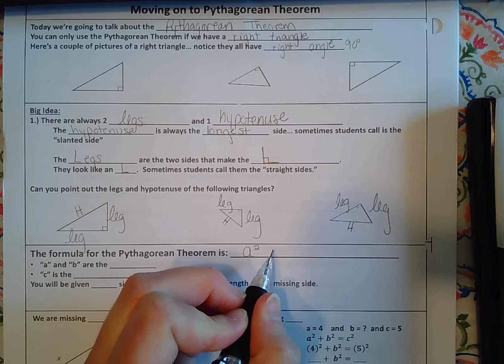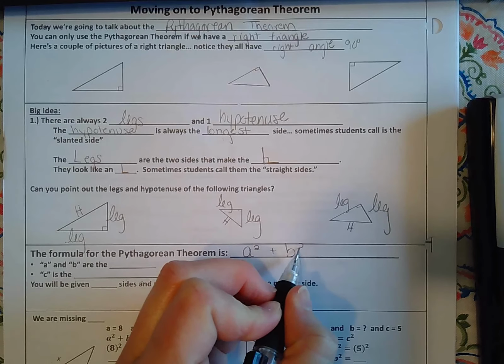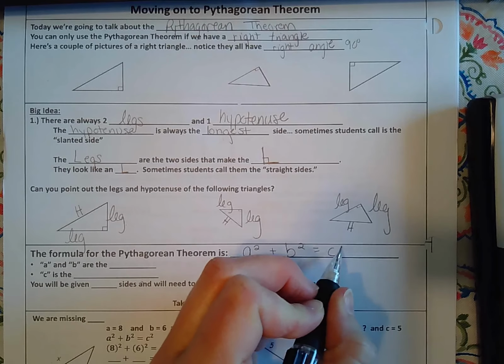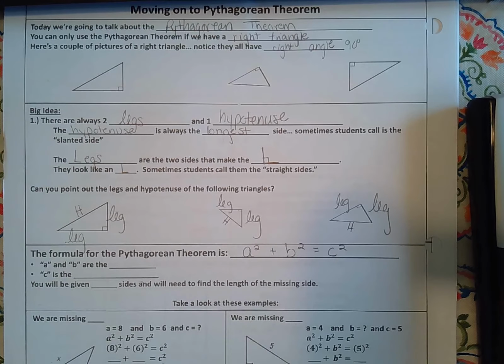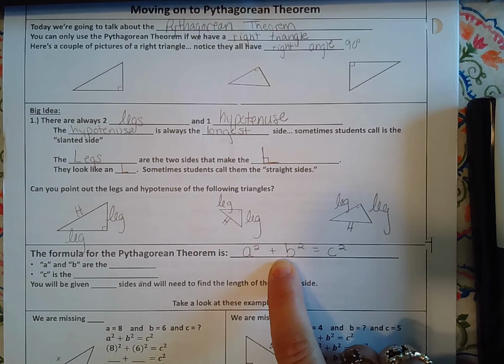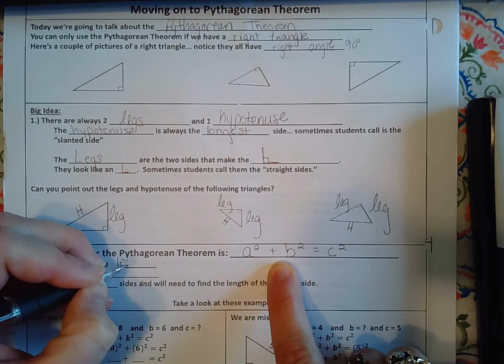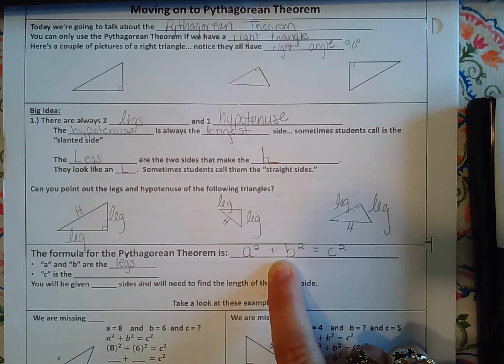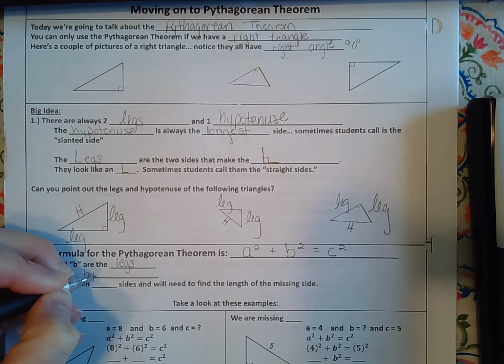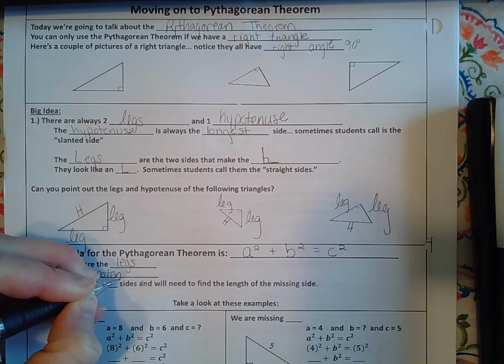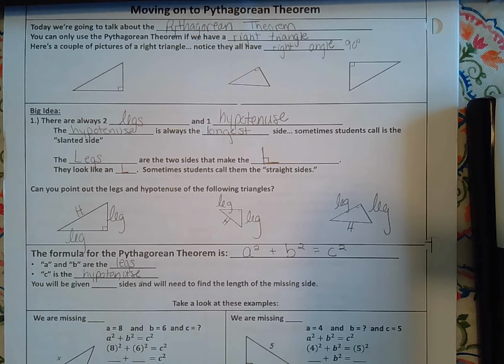Okay, the formula for the Pythagorean theorem is, and I know you know this from middle school, a squared plus b squared equals c squared. A and b, these will become numbers, and they are the legs of the triangle. C is the hypotenuse of the triangle.